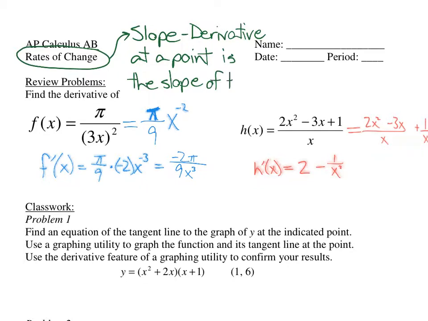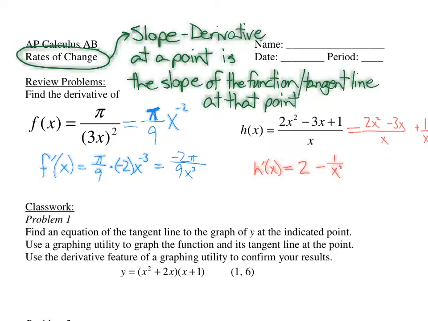And you could say it's the slope of the function or the tangent line at that point. Okay? That's an important thing to remember. Okay? Slope, derivative of the tangent line, derivative of the function at a specific point. Now, this has to do with rates of change because, if you remember, slope is rate of change.